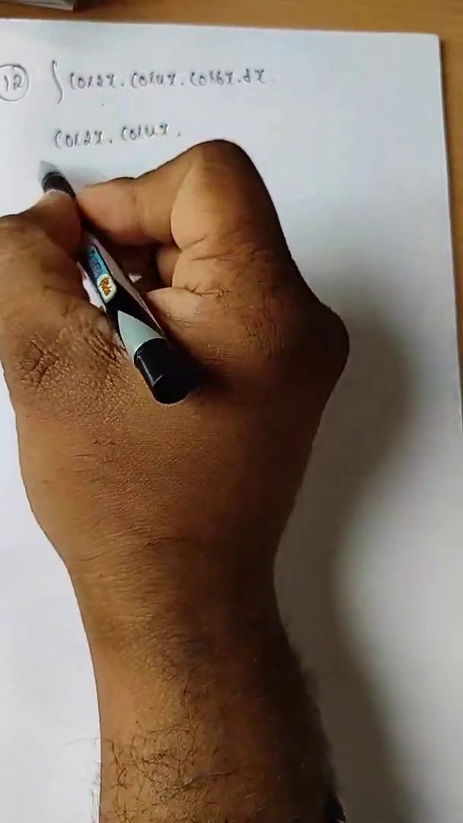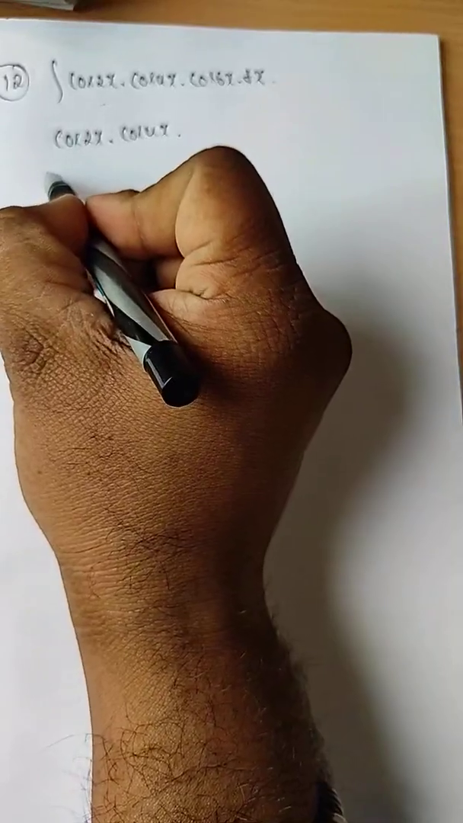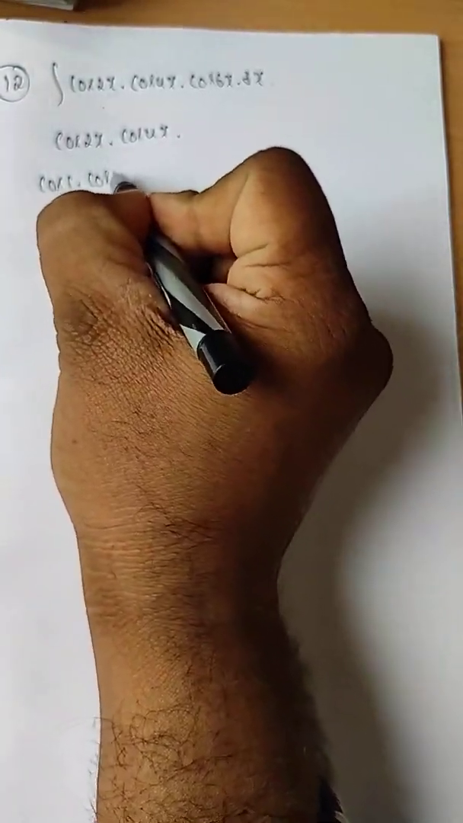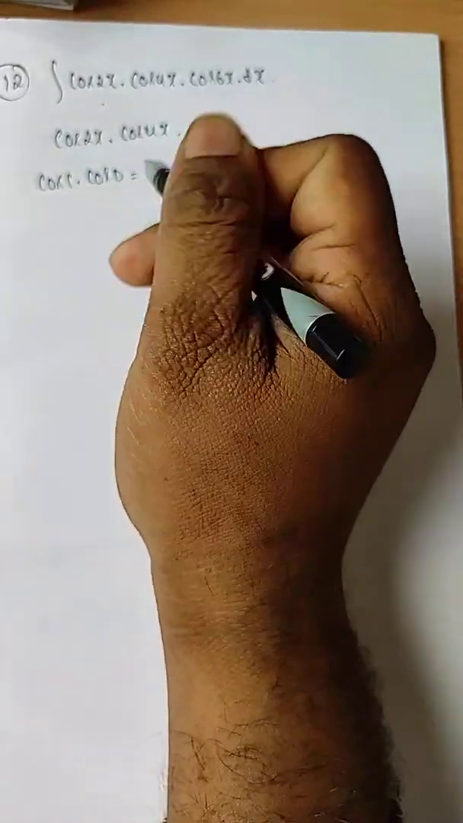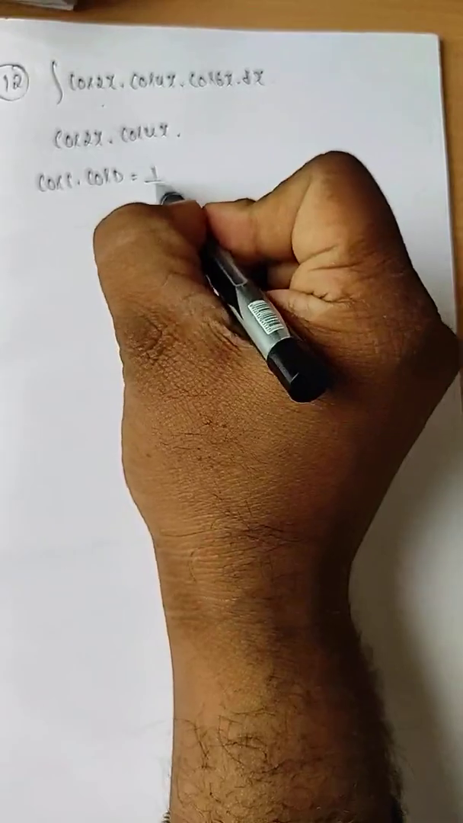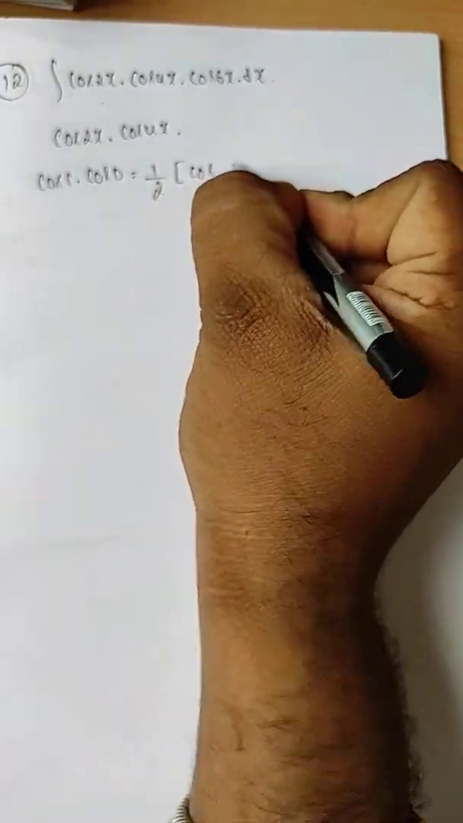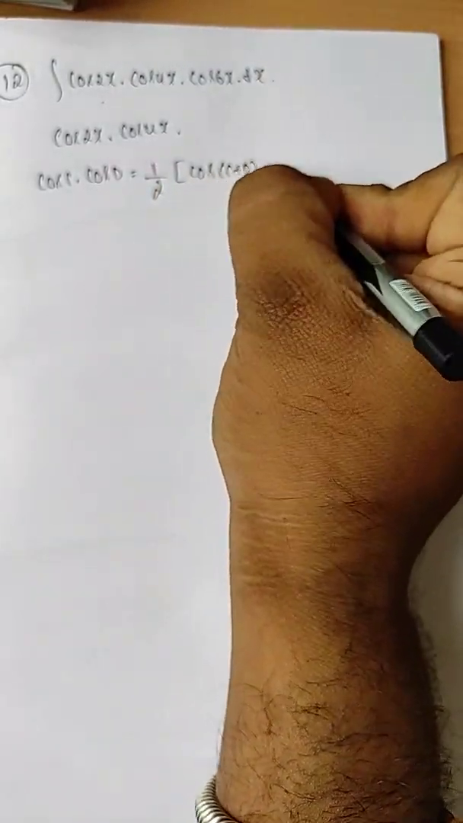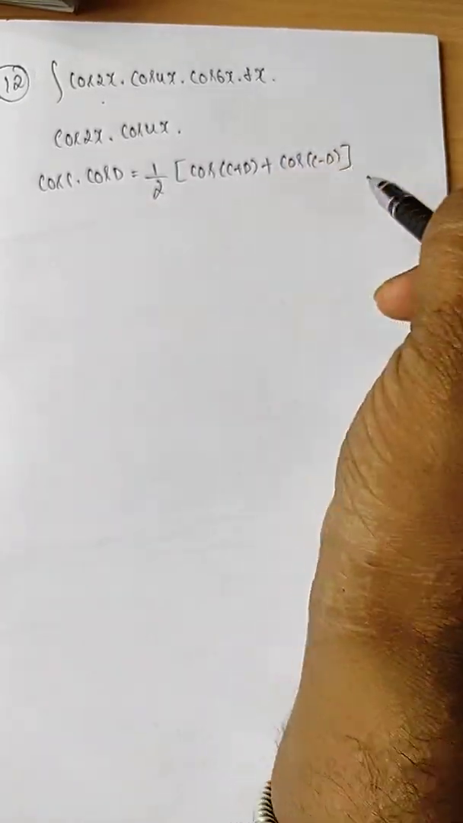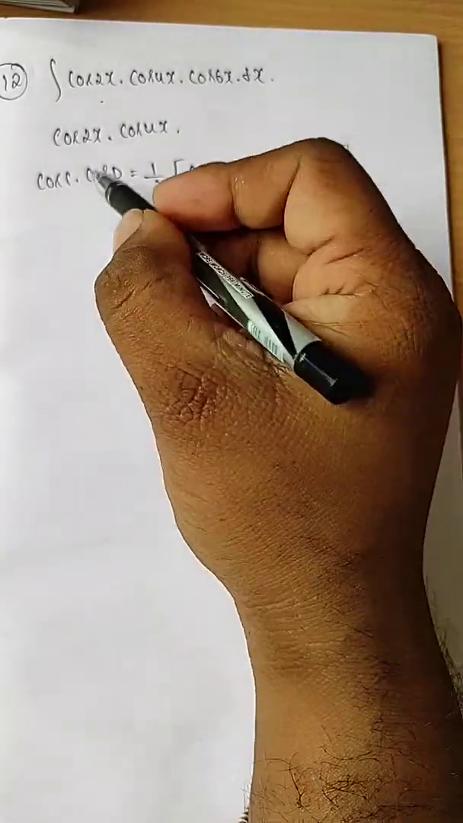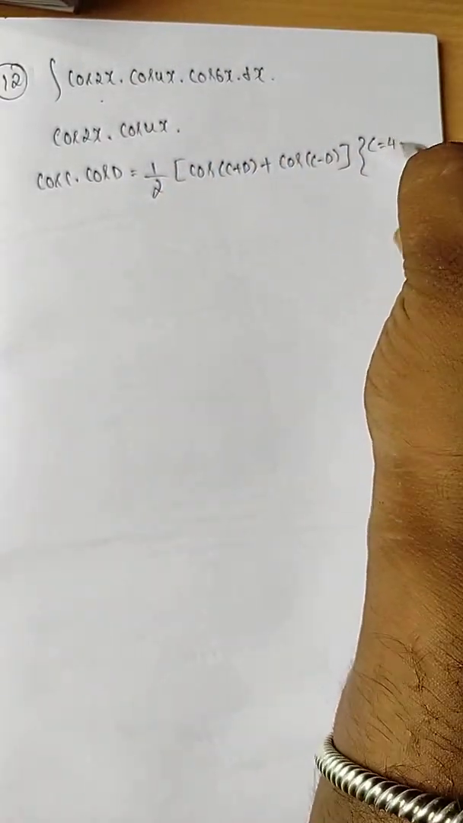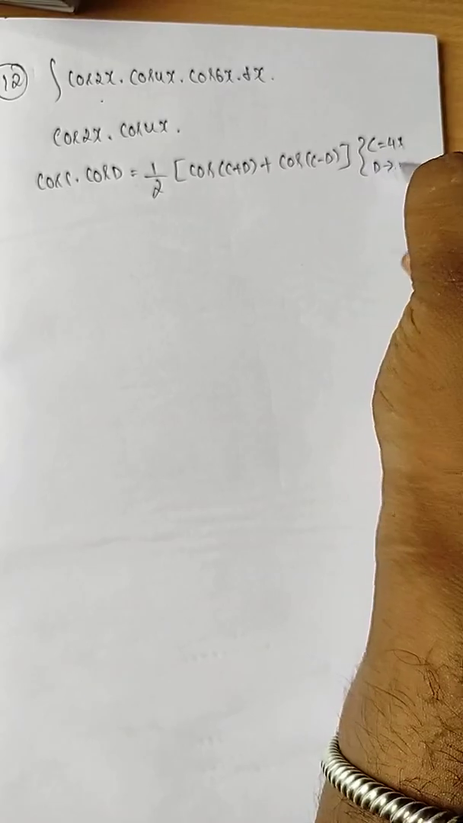Which formula do you want to use here? Cos c into cos d. Cos c into cos d is equal to 1 by 2 [cos(c plus d) plus cos(c minus d)]. So this is the transformation formula we are using. On comparing, I am substituting c is 4x, d is 2x.